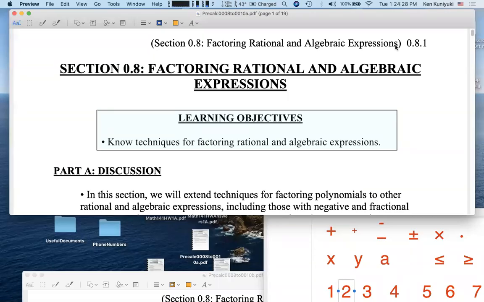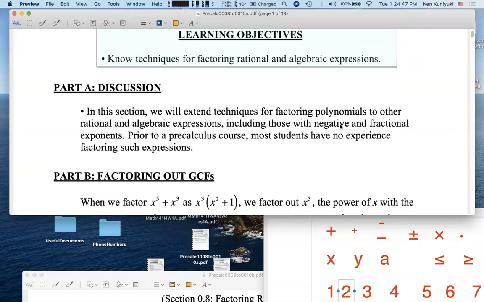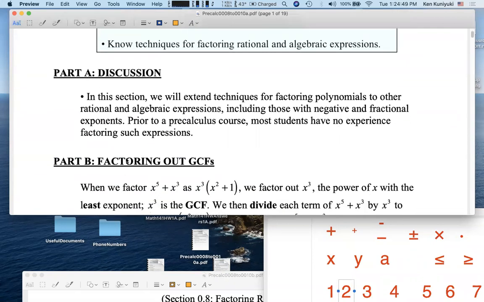Hi everyone, let's now factor more exotic, general, rational, and algebraic expressions. Now, really, the principles are old school, and if you ever get confused or disoriented, just think about the old school examples. The basic principles are the same. For example, let's say we want to factor x to the fifth plus x to the third.